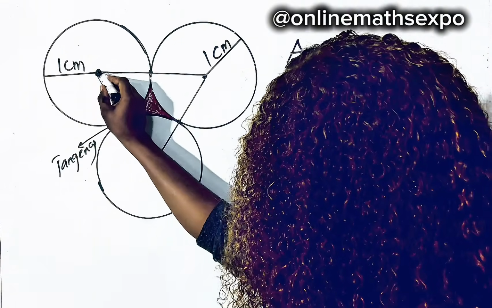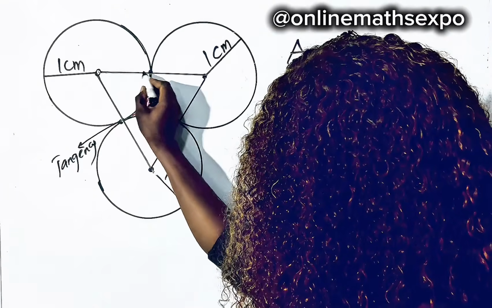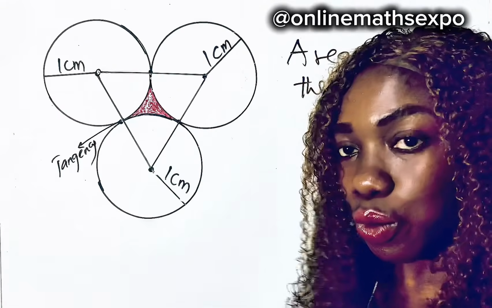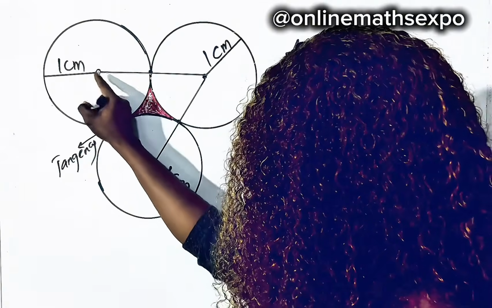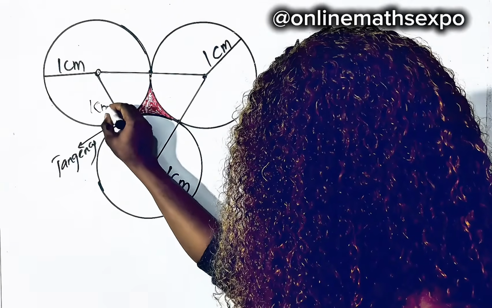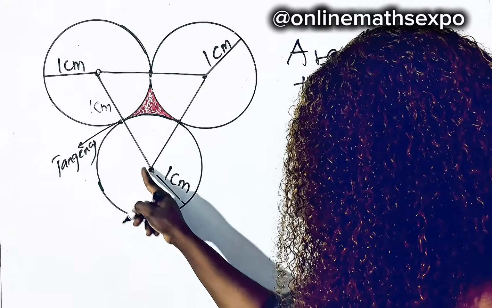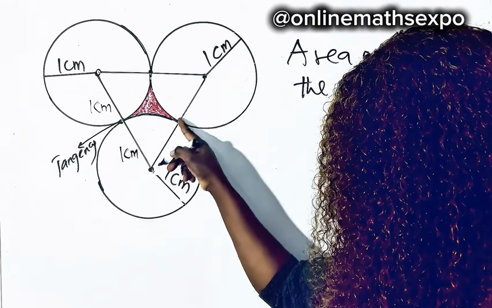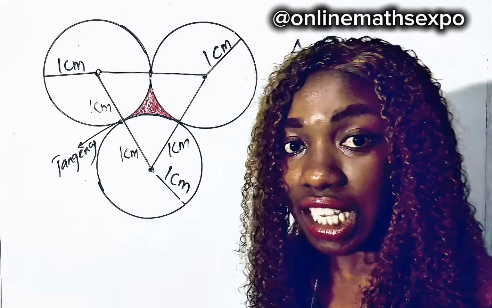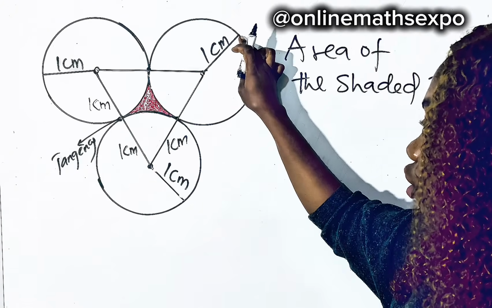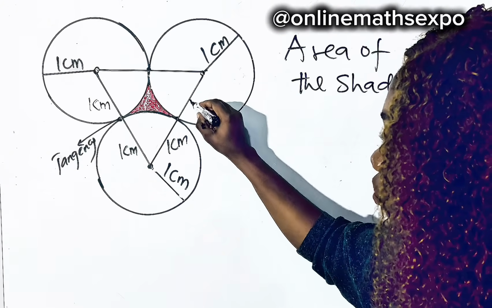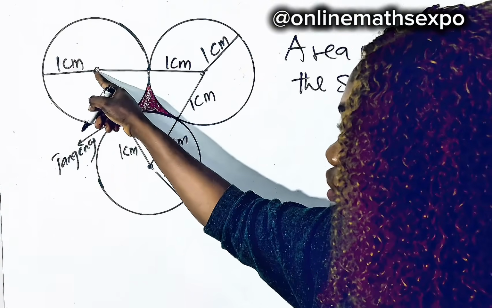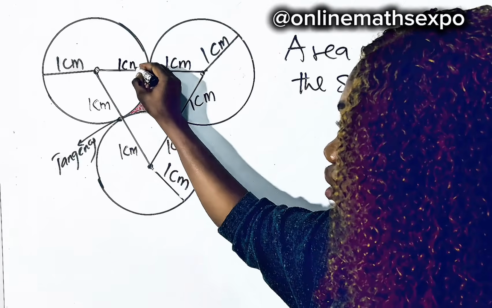Remember that this is the center, and any line from the center to the circumference is the radius. So if from here to here measures 1, it means that from here to here is also 1 centimeter. And it is also the same with this, which is also 1 centimeter. If this measures 1, here is also 1 centimeter because radii are equal. From here to here measures 1. From here to here also measures 1 centimeter. From here to here is also 1. And this one measures 1. This is also 1 centimeter.